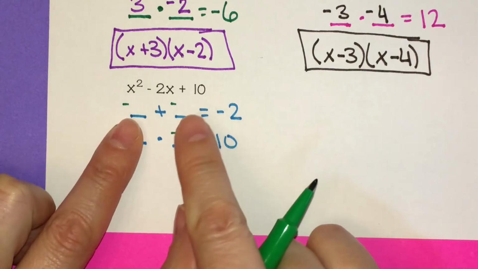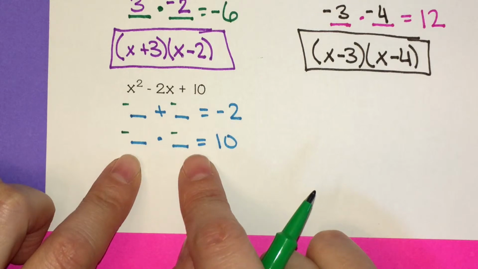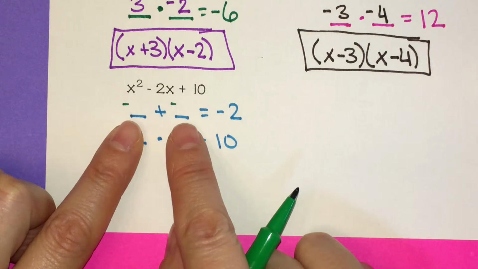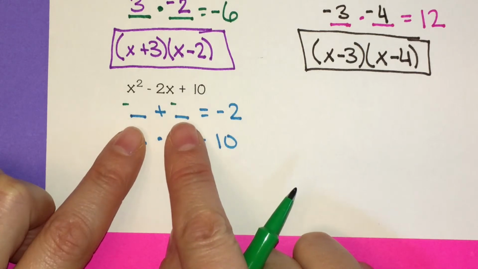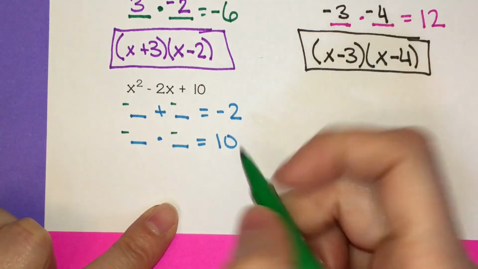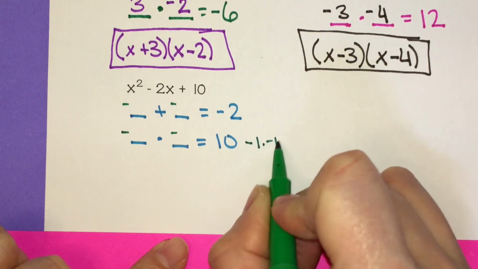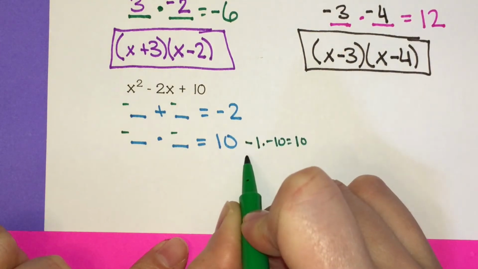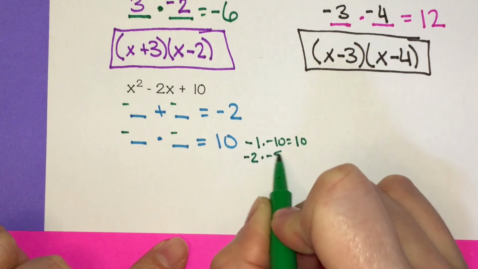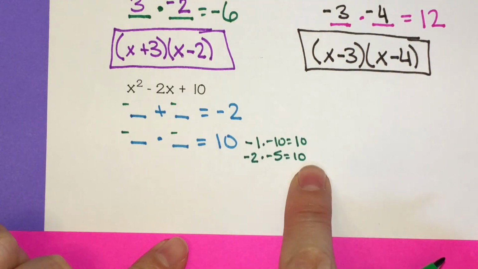Negative 2 times negative 5 is positive 10, and negative 2 plus negative 5 is negative 7. Negative 10 times negative 1 is positive 10, but negative 10 plus negative 1 is negative 11. Those are the only factors of 10. So since I know they both have to be negative, there's no other factors that give me 10. I can't multiply anything else together to equal 10.